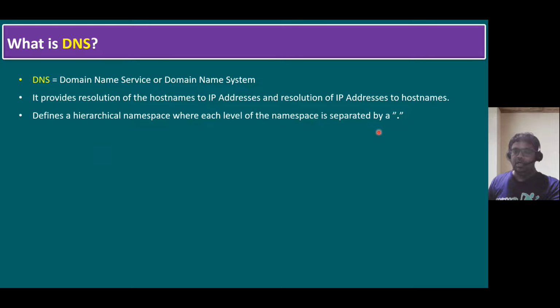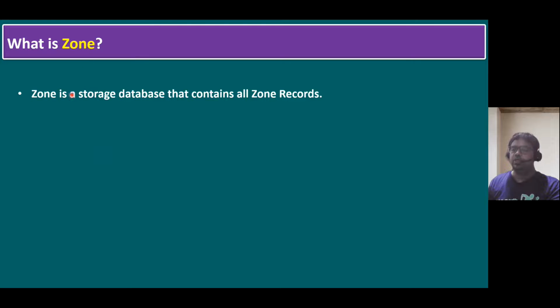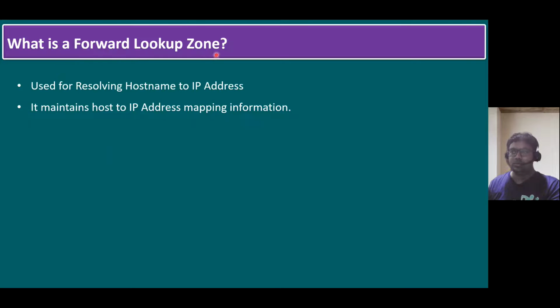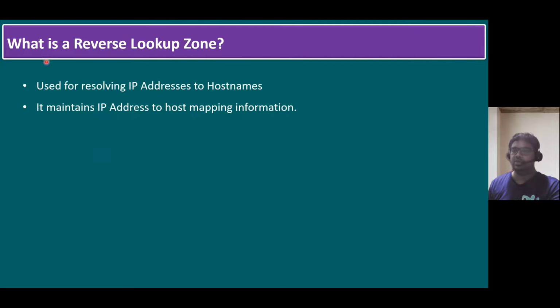Another point is what is a zone? A zone is a storage database that contains all zone records. And another point is what is a forward lookup zone? Normally the forward lookup zone is used for resolving host name to IP address, and it maintains host to IP address mapping information. The reverse lookup zone is completely opposite to this one. What is a reverse lookup zone? It is used for resolving IP address to host name, and it maintains IP address to host mapping information.